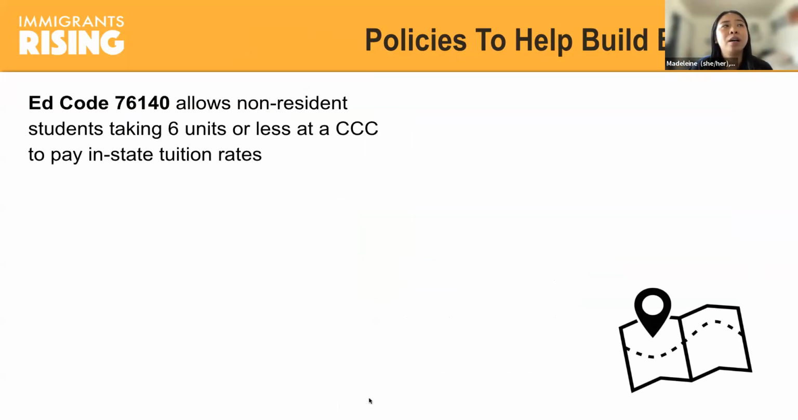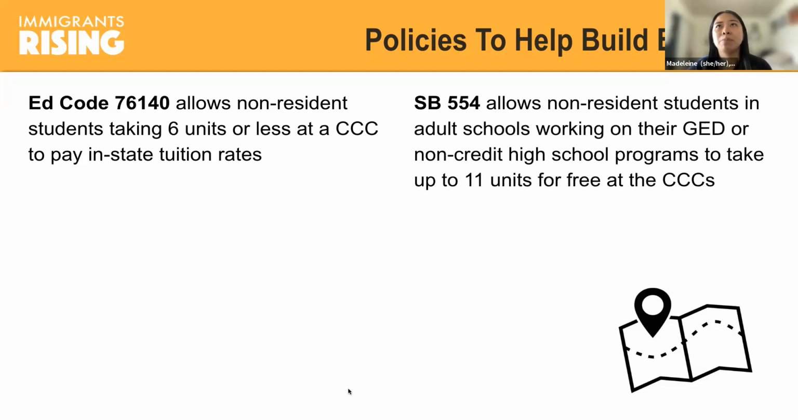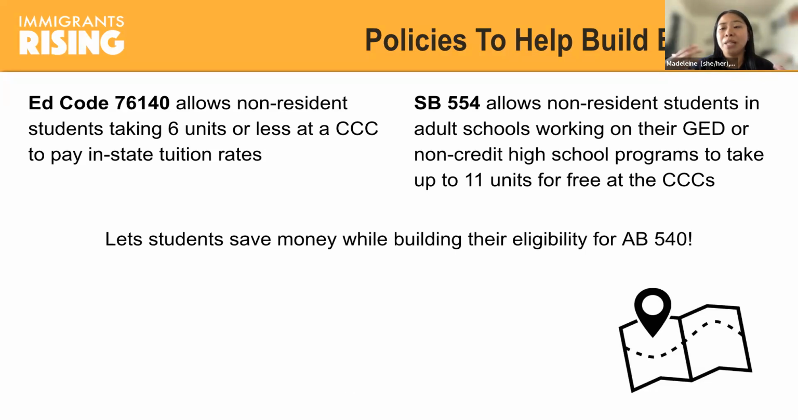The first one is called Ed Code 76140, which allows non-resident students who are taking 6 units or less at a California community college to pay in-state tuition rates. The other one we'll highlight through our panel is SB 554, which lets non-resident students who are in adult schools, working towards their GED or non-credit high school programs, take up to 11 units for free at the California community colleges. With both of these, students can save money and have a clear plan on how they can build those attendance and degree requirements for AB 540.